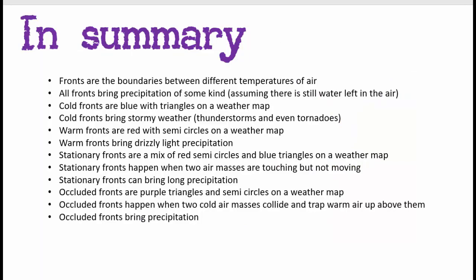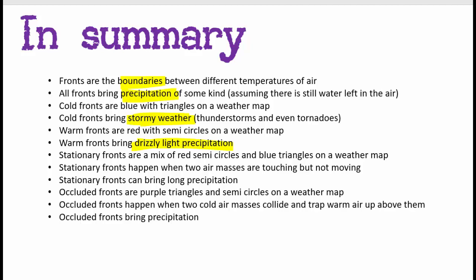All right, in summary, fronts are the boundaries between different temperatures of air, cool air and warm air. All fronts bring some sort of precipitation. All right, if it's cold enough, then it'll be snow. It could be rain. It could be sleet. Cold fronts are blue with triangles on a weather map. Cold fronts bring stormy weather. So whenever we see news about tornadoes, thunderstorms, we know that that was a cold front. Cold fronts come through really quickly. Warm fronts are red with semicircles on a weather map. They don't move as fast, and they bring drizzly light precipitation.